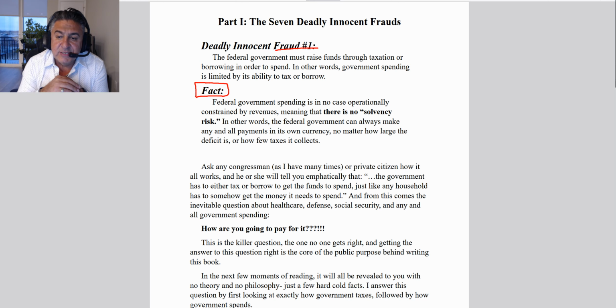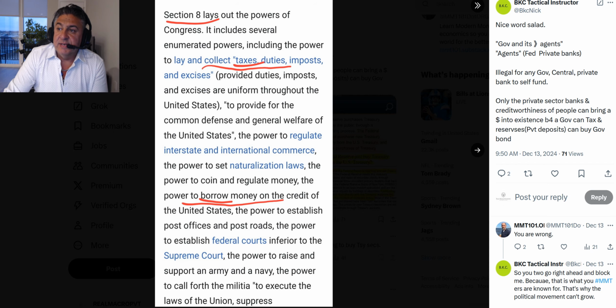Federal government spending is in no case operationally constrained by revenues, meaning that there is no solvency risk. In other words, the federal government can always make any and all payments in its own currency, no matter how large the deficit is and how few taxes it collects. All right. So, going back to the Constitution, and I don't edit, so I have to stop and start. And it says government can only tax and borrow. That's the Constitution, my friends.